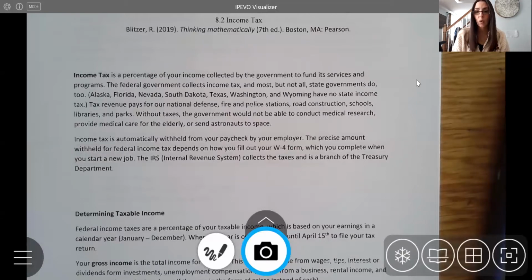So tax revenue pays for our national defense, it pays for fire, it pays for police stations, road construction, schools, libraries, parks, etc. It pays for a lot. Without taxes, the government would not be able to conduct things like medical research, provide medical care for the elderly, or even things like send astronauts to space.